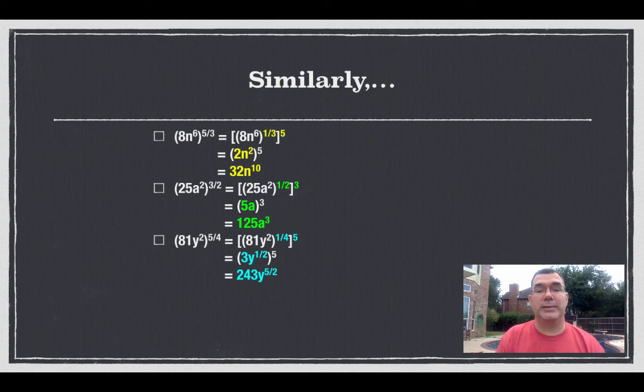3 to the 5th is 3 times 3 times 3 times 3 times 3, which is 243, and y to the 1/2 to the 5 is y to the 5/2.